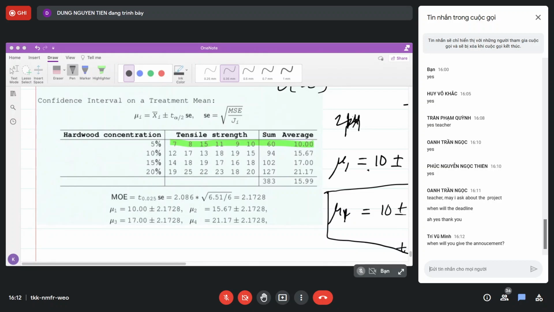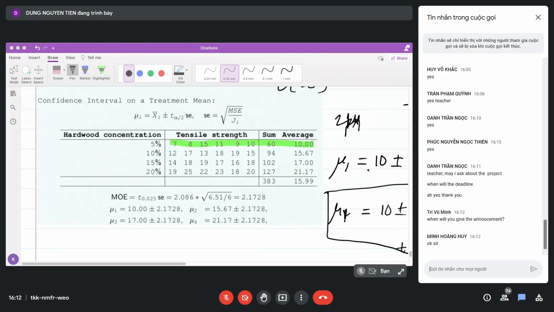In fact, I should give it before the holiday, but I couldn't make it on time, so I will try to make it soon, and I'm going to give it to you perhaps this week. Okay, and there will also be a quiz about two sample hypothesis testing. And the deadline will be 3 days.